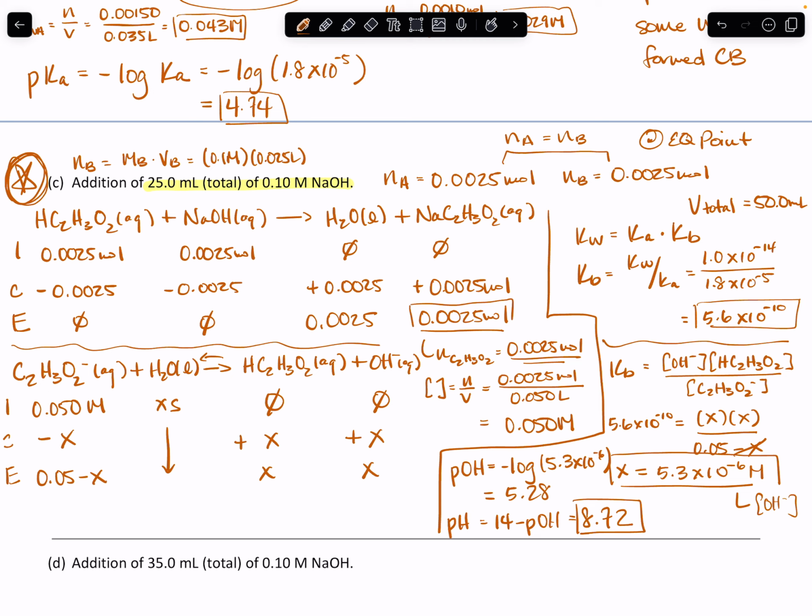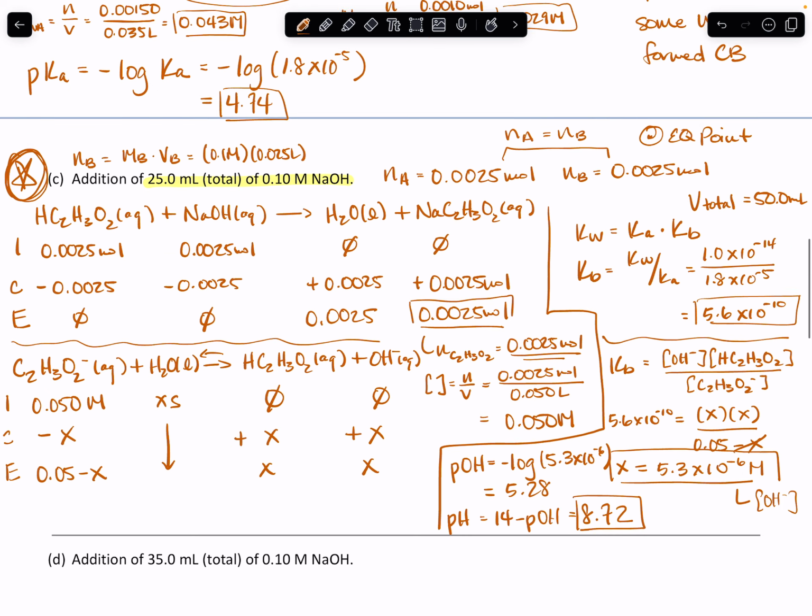You do the neutralization reaction first, determine how much of that conjugate is present after the acid and base have neutralized. Then you take that conjugate, ionize it or dissociate it, depending on whether it's an acid or a base, and use its Ka or Kb value to determine how much hydroxide or hydronium is present. And then you may calculate pH.